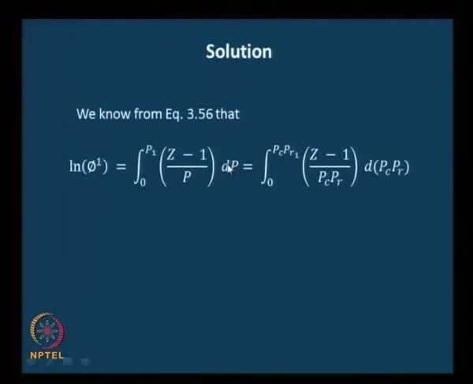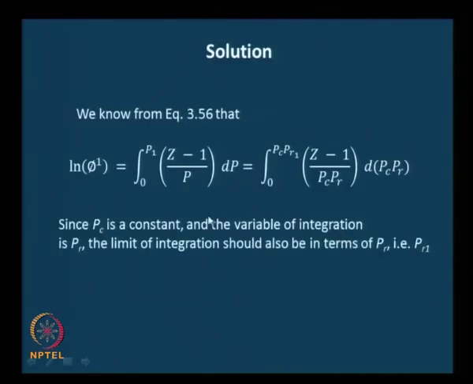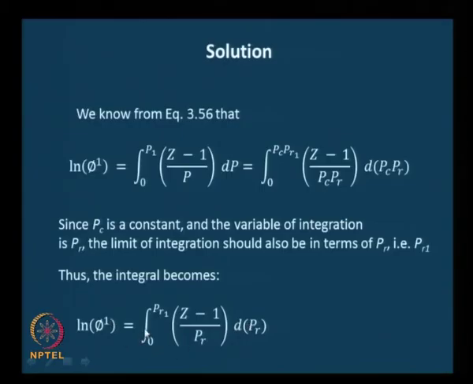We know that p is pc pr, and dp, as we have already seen, is pc, which is a constant, times dpr. I have written down the steps here, pc pr and d of pc pr, and the pc, when it comes out common here, will get cancelled with this. And now since pc is a constant and the variable of integration is pr, the limit of integration should also be in terms of pr. That makes sense because you have this in terms of dpr. If we do that, it goes from 0 to pr1. Ln of phi1 becomes integral from 0 to pr1 of (z minus 1) by pr dpr. It's quite straightforward, with no major complications in converting this expression from the actual quantities to reduced variables.